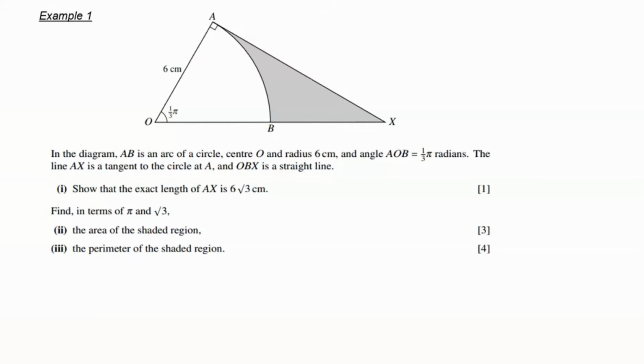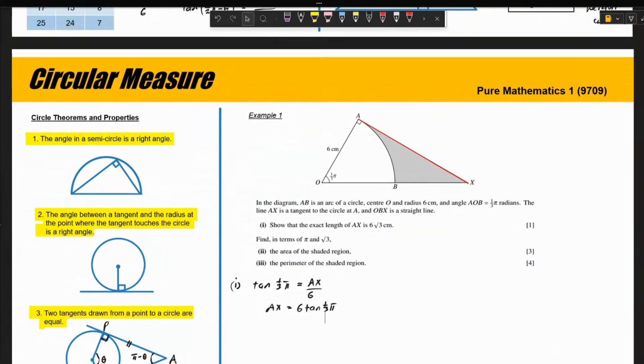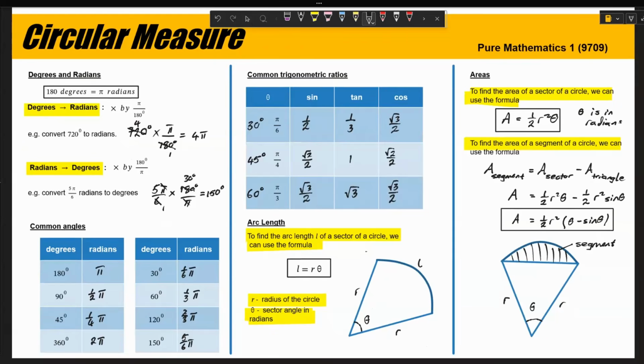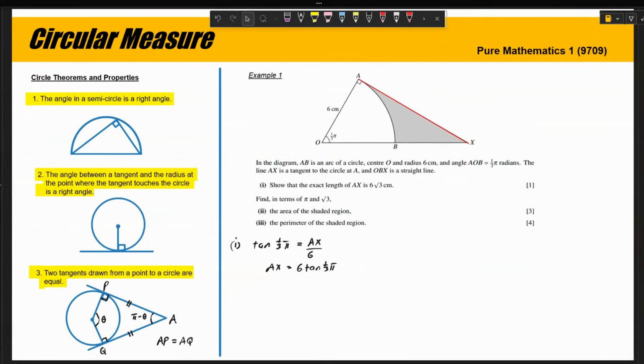Alright, so on part 1, they want us to find the exact length of AX, and AX is this length here. To find that, we're considering the whole triangle OAX, and we can use tan. So I'm going to say here tan of the angle at a third pi is equal to the opposite side AX over the adjacent side, which is 6, which therefore means that AX is equal to 6 tan of a third pi. Now tan of a third pi, if you go back to these relationships, is √3. So the answer should be 6√3, and that's how we do it. Okay, let's go on to part 2 of the question.